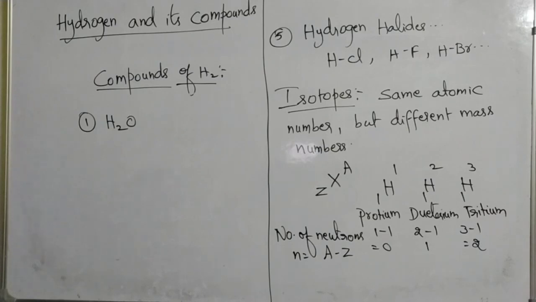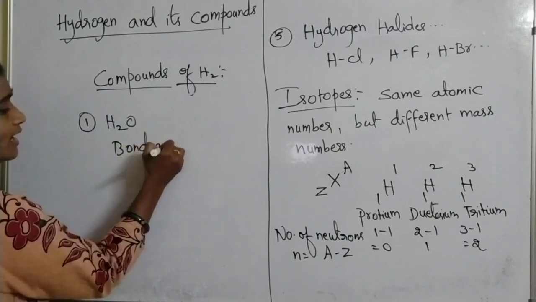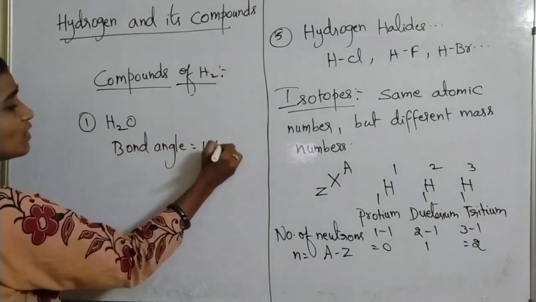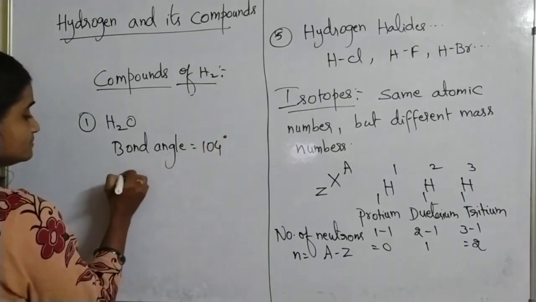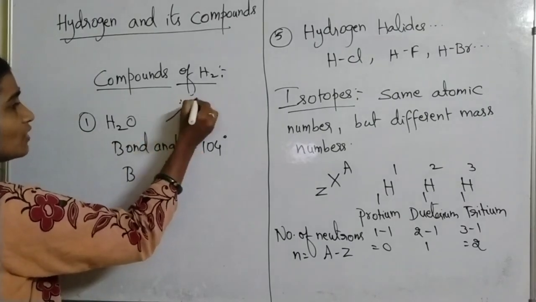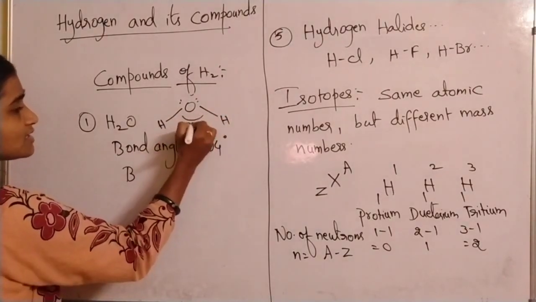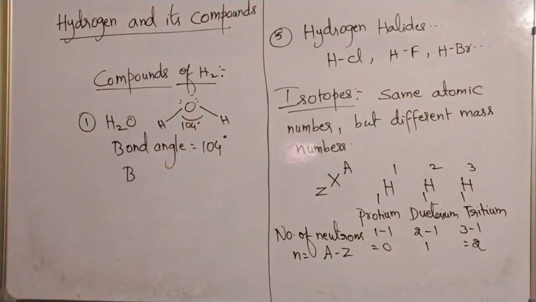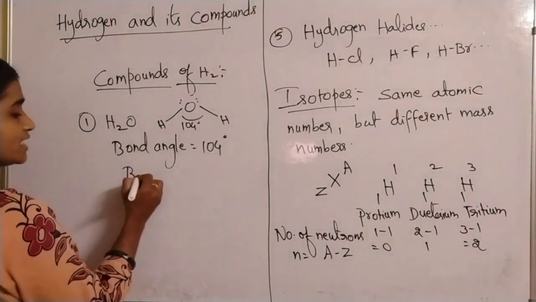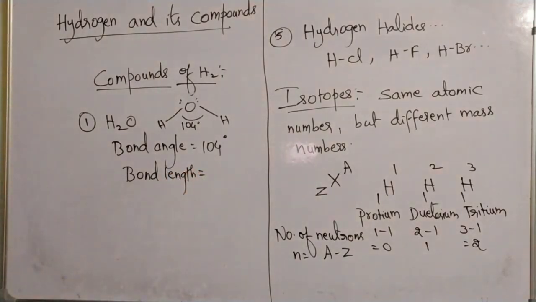Generally water has what? Bond angle 104 degrees, and then the bond length between H and O. You will have the structure like this for water, with 2 lone pairs of electrons on oxygen. The bond angle is 104 degrees, and the bond length is almost around 95.7 picometers.